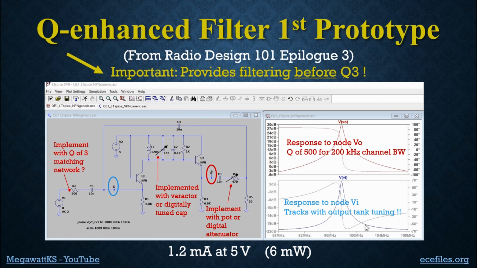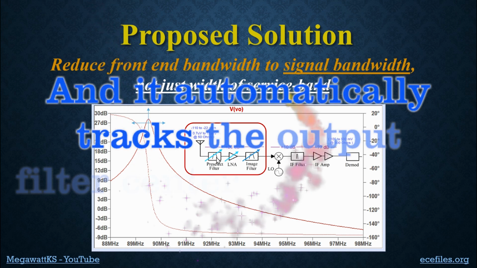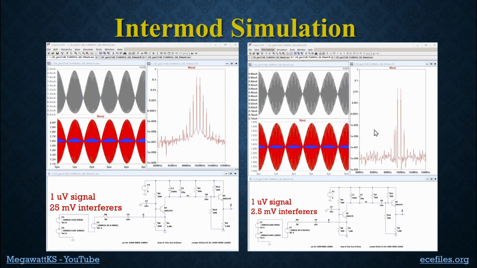And what's that good for? Well, that's good for decreasing signals outside the passband, which is what we want to do. That essentially gives us a pre-selection filter function before the input to the LNA. So we get to reduce the interferer signal levels before they hit the LNA and generate these nasty intermods. That's what we're trying to do.